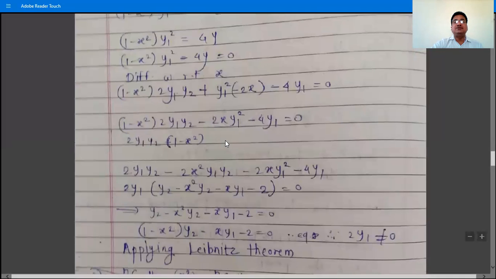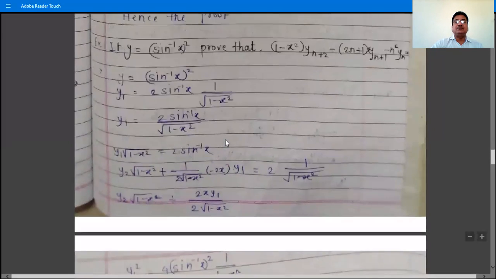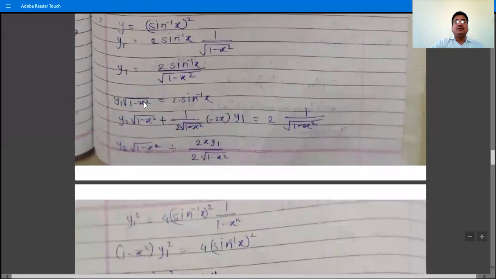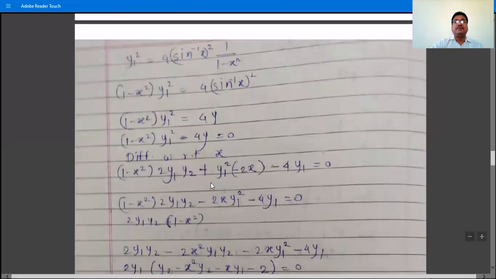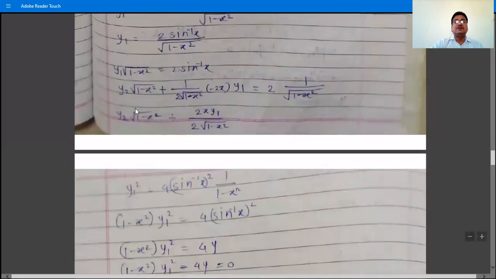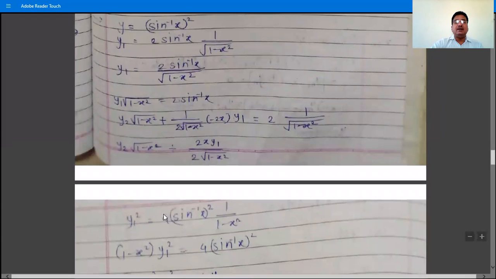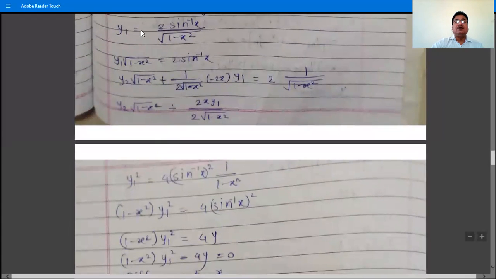Follow the answer of this problem as the previous problem. So these are wrong steps. So after shifting this root 1 minus x square to LHS, squaring both sides and then solve the example. Yes, these are the steps. So yes, y1 square is equal to what? Square of this quantity is 4 sine inverse x bracket square.